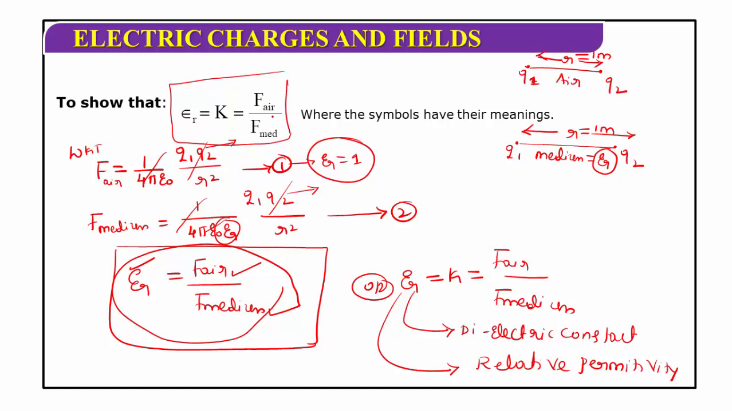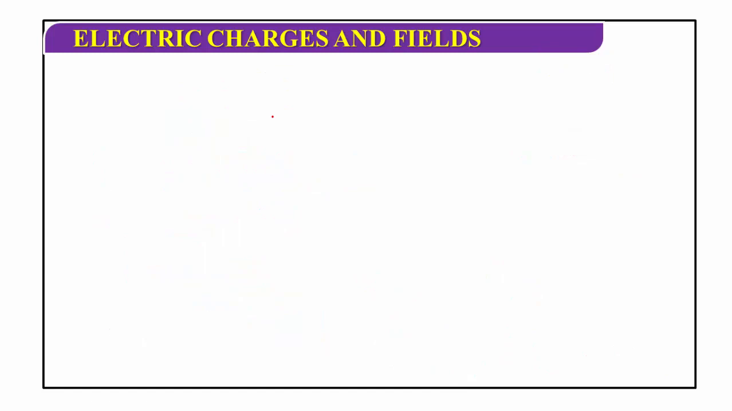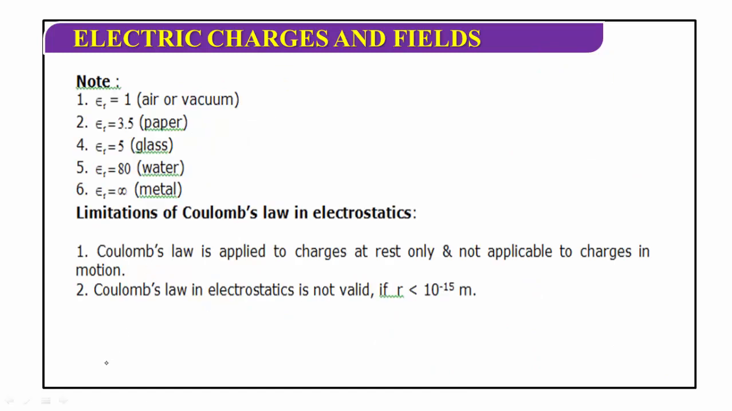That is called relative permittivity of the medium or dielectric constant. Here this dielectric constant is different for different materials. Now we will see about that value. The dielectric constant epsilon r is the relative permittivity of the medium. For air or vacuum, epsilon r is equal to 1.